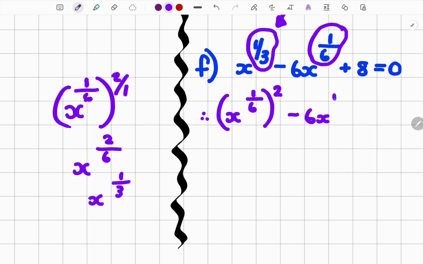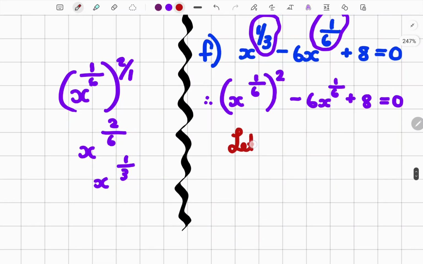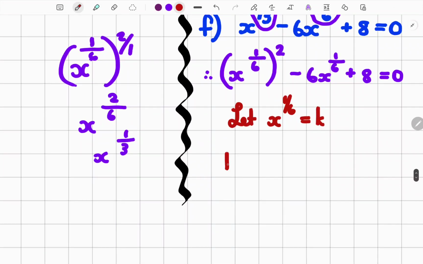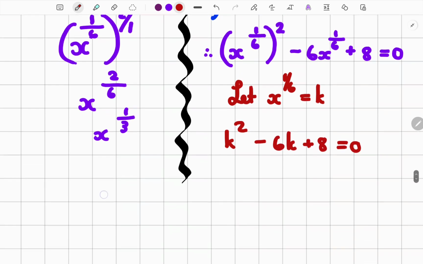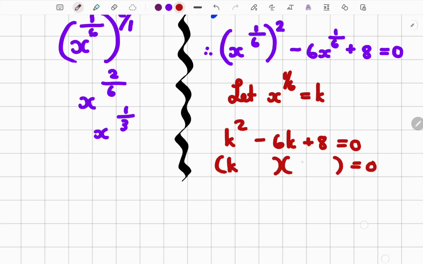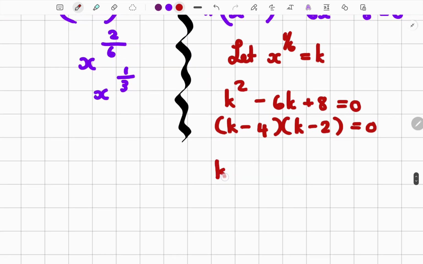Minus 6x to the power of 6 plus 8 is equal to 0. Oh my word, this looks terrible. Let's say that x to the power 6 is k. Let's make it better for ourselves. Much, much better. The k splits, they're the same, they're both negative, and 4 times 2 gives you 8, minus 4 minus 2 gives you that negative 6. So k is either 4 or k is 2.